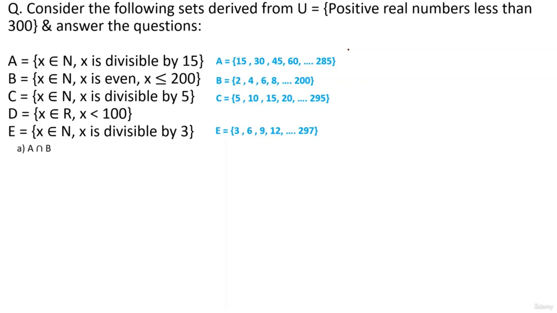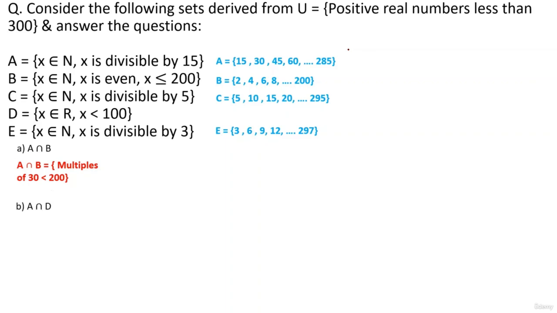The first question is A ∩ B. Okay, we need to first understand what is the meaning of this inverted U. This inverted U basically means, guys, intersection. Okay, intersection means we'll take the common elements of A and B which are less than 300. Okay, so A is basically multiples of 15 and B is multiples of 2. When you combine them together, okay, we want even multiples of 15, that is nothing but multiples of 30. So A intersection B is nothing but multiples of 30 up to 200. Okay, let's go on to the next part.